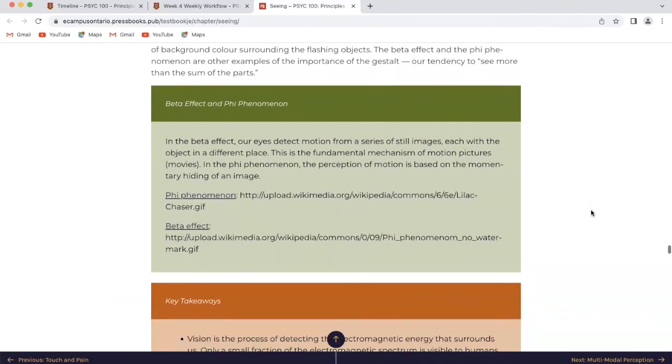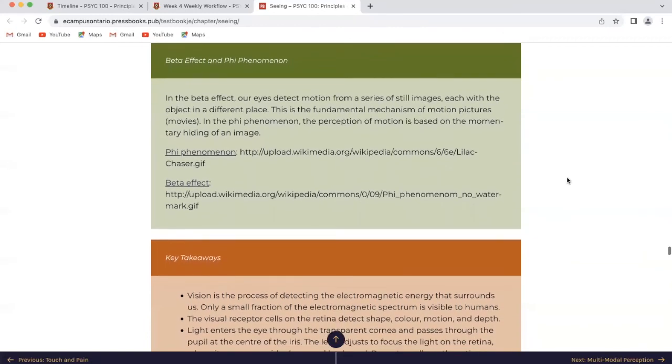The beta effect and the phi phenomenon. In the beta effect, our eyes detect motion from a series of still images, each with the object in a different place. This is a fundamental mechanism of motion pictures. In the phi phenomenon, the perception of motion is based on the momentary hiding of an image.